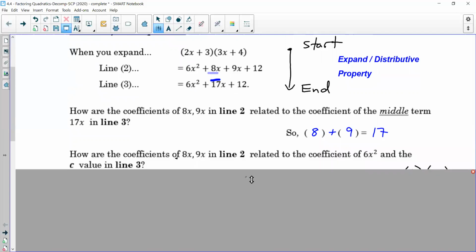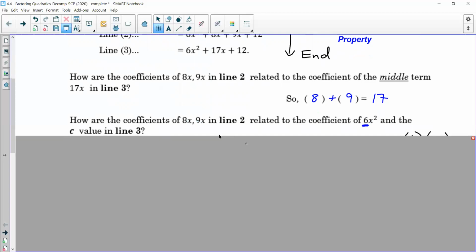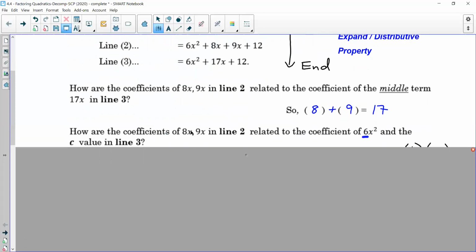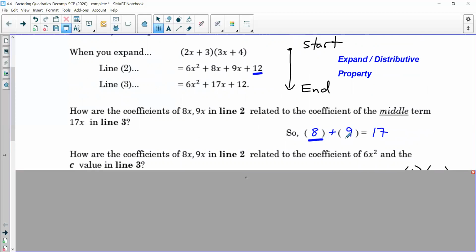But the complicated portion is in the next part. So the coefficients of 8 and 9, how are they related to the 6x squared and the c value? That's the key thing here. So we have to try and figure that out. Well, where does an 8 and a 9 come from if we use the number 6, that coefficient there, and the c value in line 3? Now the c value is a 12. So what does an 8, a 9 have to do with a 6 and a 12?